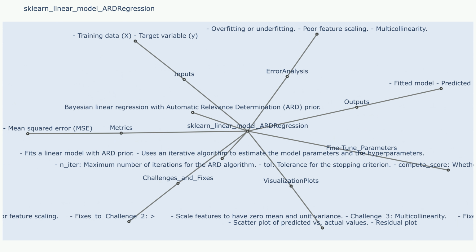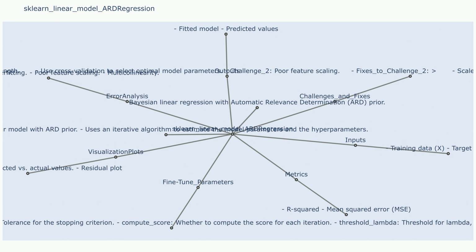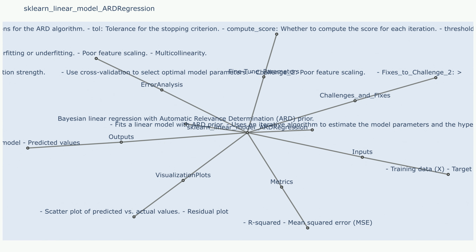Fine-tune parameters. alpha_1, the prior variance of the weights. A higher value indicates a stronger prior belief in small weights. alpha_2, the prior variance of the noise term. A higher value indicates a higher belief in noisy data. n_iter, the maximum number of iterations in the optimization process. tol, the convergence tolerance for the optimization process.